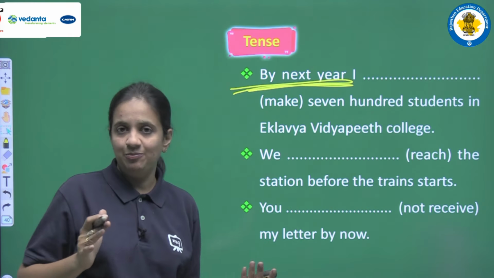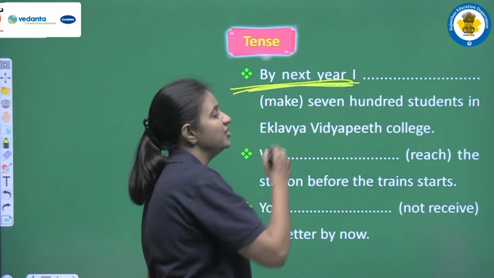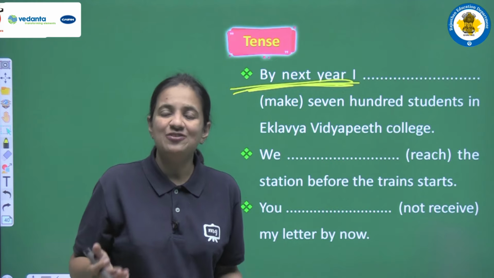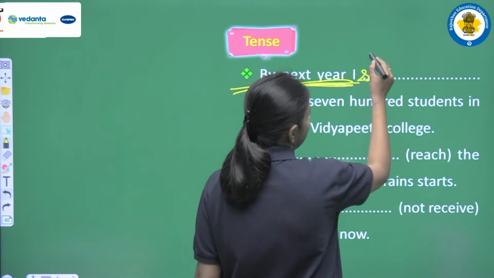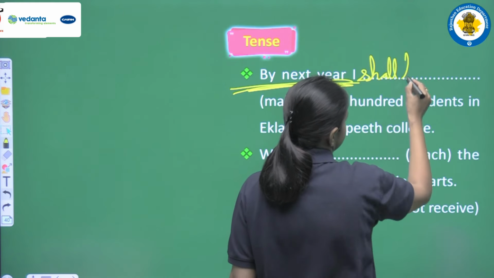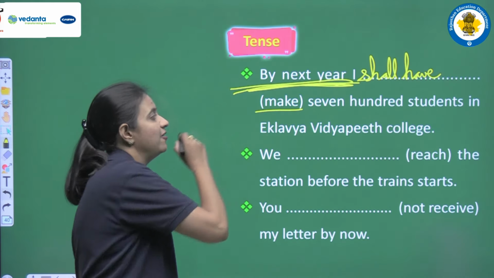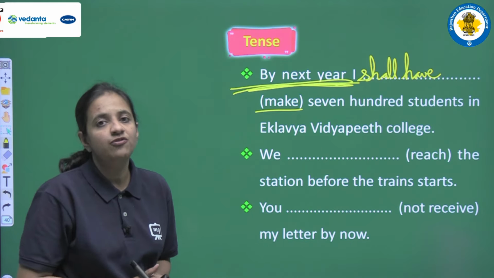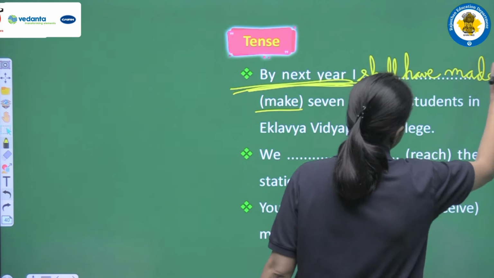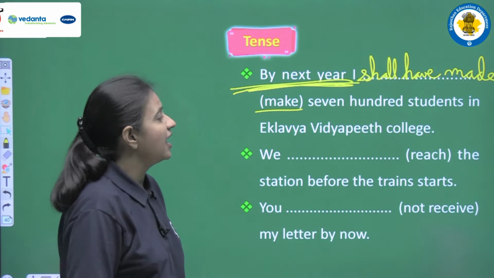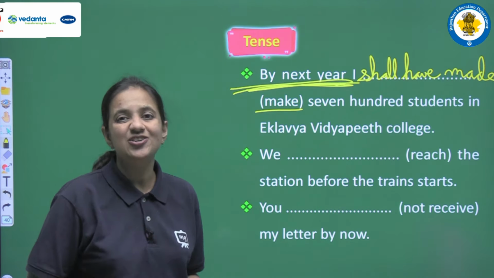Now let's talk about the helping verb and main verb. The helping verb we have to use according to the subject, and as a subject we are having I. So we all know that for I we have to use shall have. So first of all let's write the helping verb, that is shall have. As a main verb we have to use the third form, and we are having make here. The third form of make is made. So the sentence will be: By next year I shall have made 700 students in CET GV College.